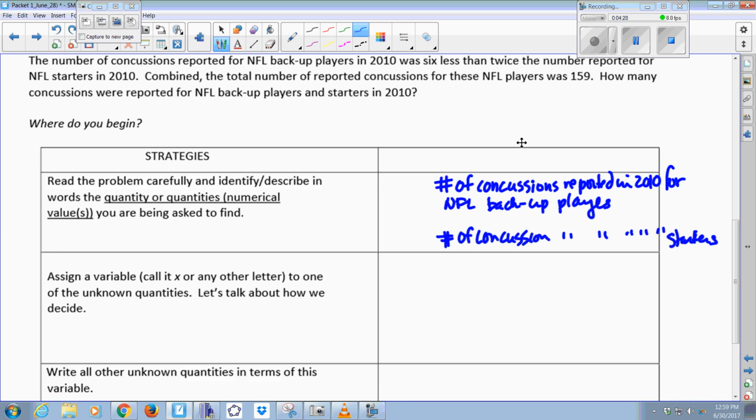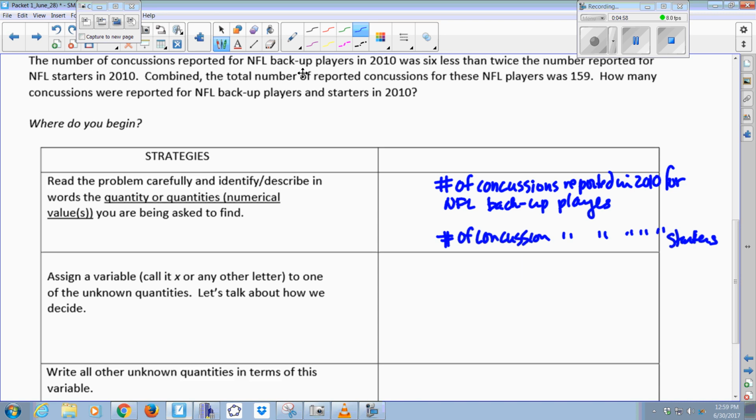However, it doesn't matter which of these numbers you assign the variable X, for example. But if you were to use this information given, 6 less than twice the number reported for starters, notice the number of concussions for the backup players is being described in terms of the number of concussions for your starters.